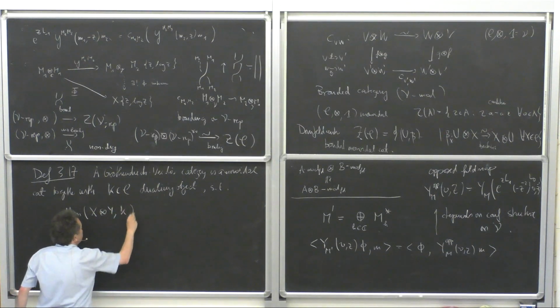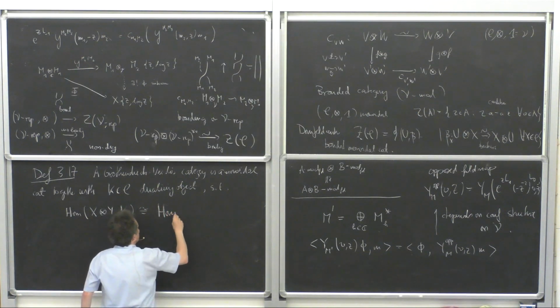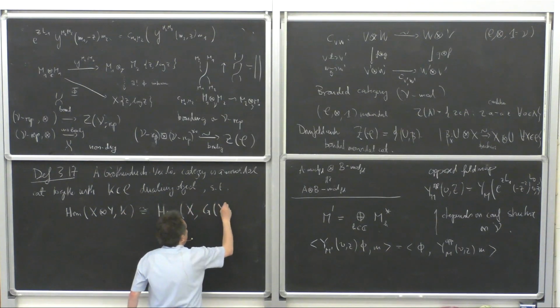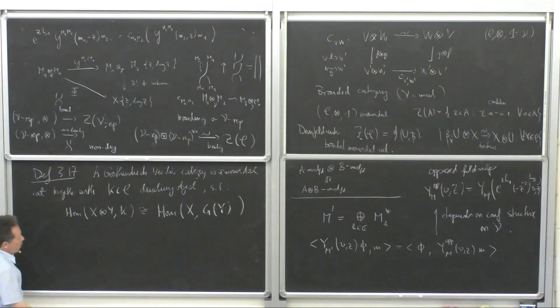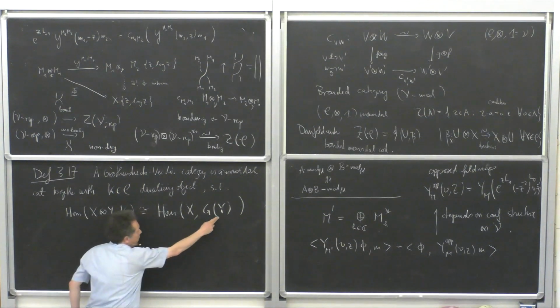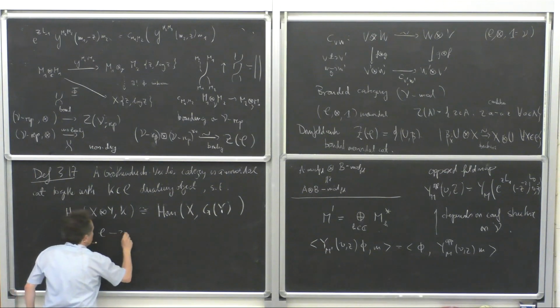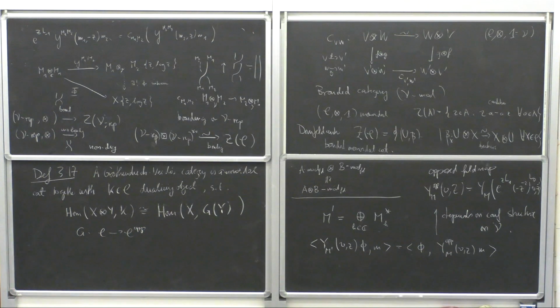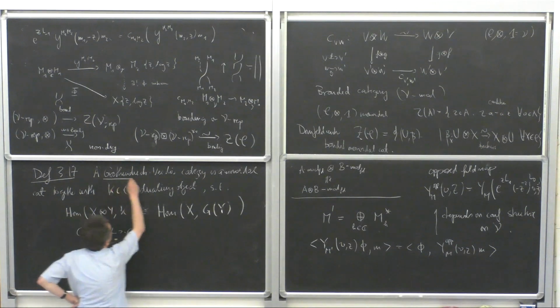The dualizing object such that, and let me simplify things a bit as compared to the lecture notes, Hom(X tensor Y, K) is Hom(X, GY). Now here I'm shifting an element from the first entry to the second entry. So G is a contravariant functor. It changes the order of composition as a duality should. This is something you know from first year, that if you transpose a matrix, then it reverses the order of matrix multiplication. So this is, and it's required to be an equivalence. So this is very briefly the definition of a Grothendieck-Verdier category.